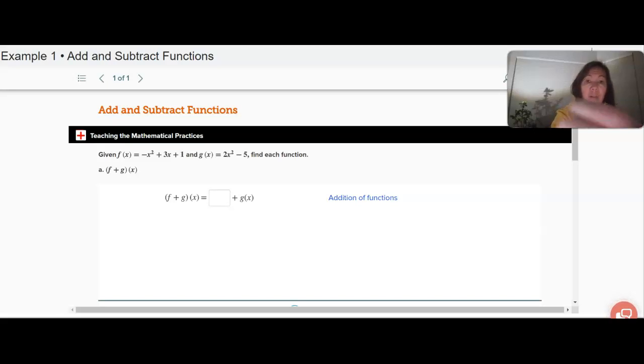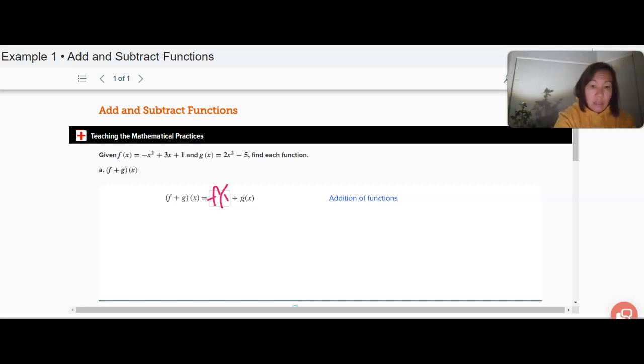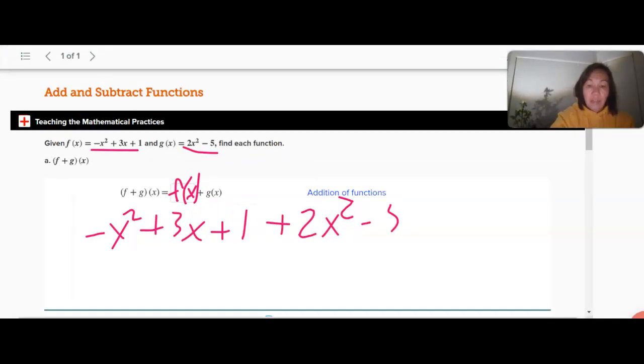But all we are going to do here is take f of x and add g of x. So f of x is negative x squared plus 3x plus 1. And then I'm going to add to that g of x, which is 2x squared minus 5.